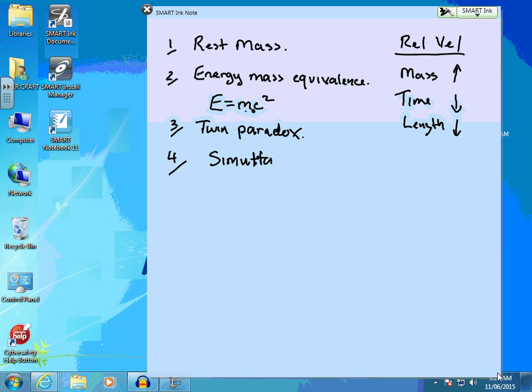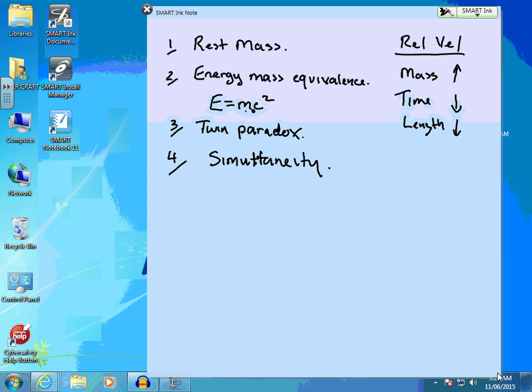Spelled incorrectly, but it doesn't matter. Simultaneity is the next thing you need to know about very briefly. Simultaneity basically says you don't know if two events happen at the same time. Well, the reason you don't know this is quite a simple explanation.